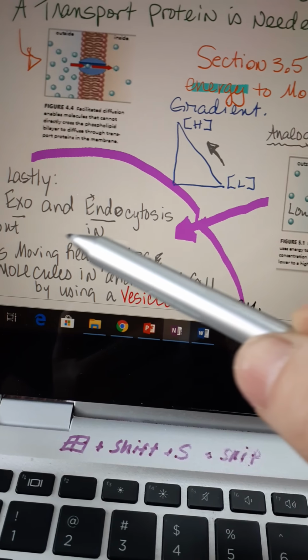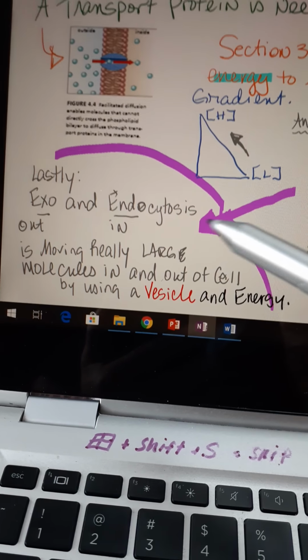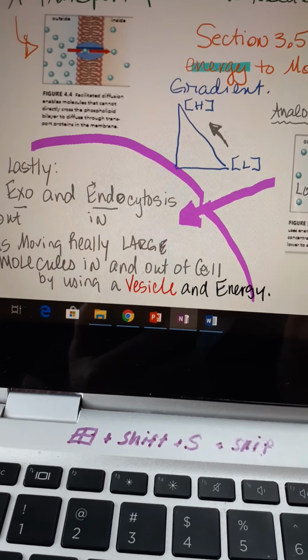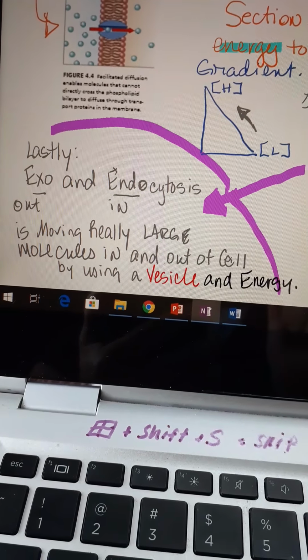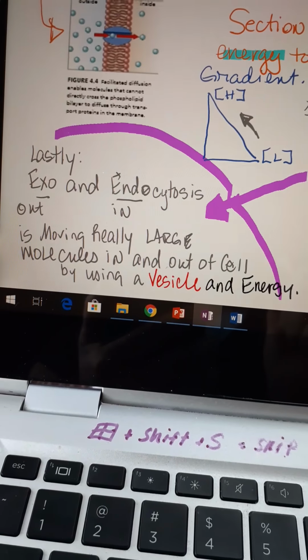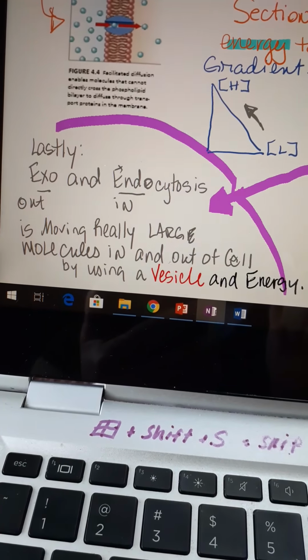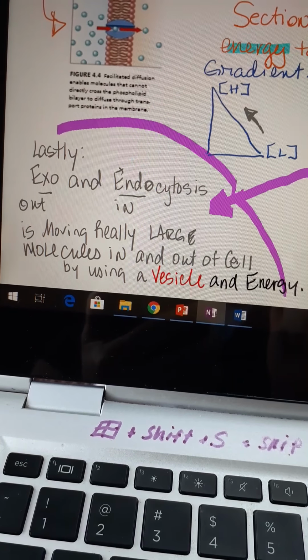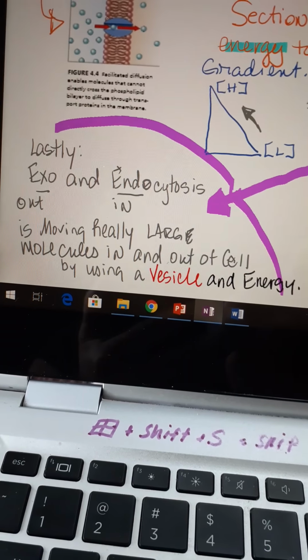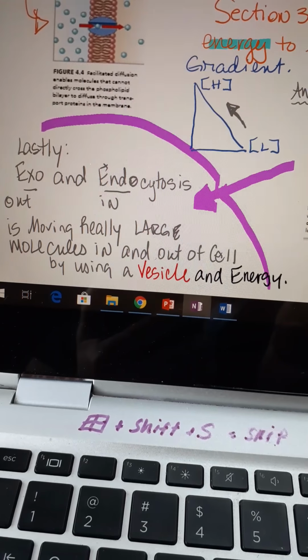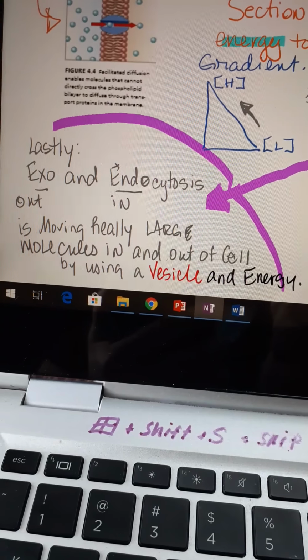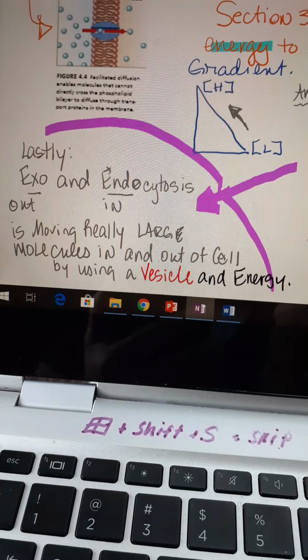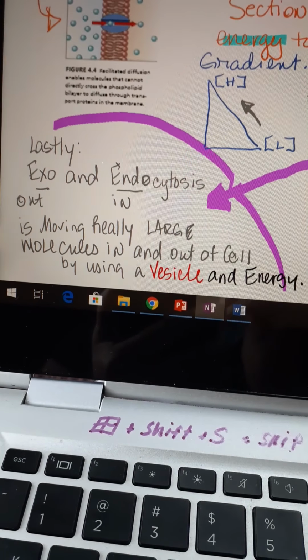Lastly, exocytosis and endocytosis is moving really large molecules like food in and out of a cell by using a vesicle. In the videos I sent you, amoeba will engulf or phagocytize. Phagocytosis is a special type of endocytosis where large molecules like food are moved into the cell and put in a vesicle, then digested.